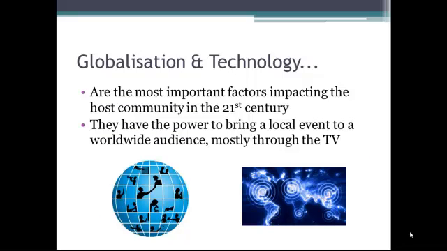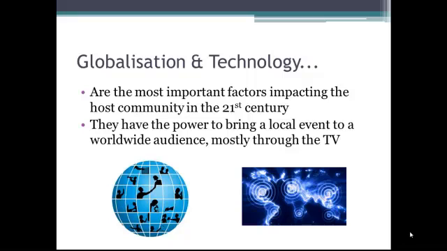But also, we live in the 21st century, and we have to think about globalisation and technology within what we're doing. These are the most important factors that really impact our community at this time, and they have the power to bring what is potentially a very local event to a worldwide audience, and largely through the TV.